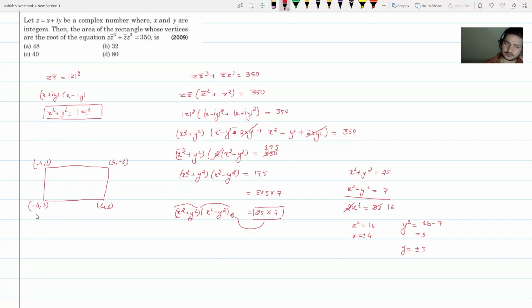Now, you can find the distance between these: minus 4 is here, plus 4 is here. If you add these values, you will get 8. And if it is plus 3 and minus 3, then that will become 6. If you multiply these two values, you will get the area, which is equal to 48 square units. That's the answer.